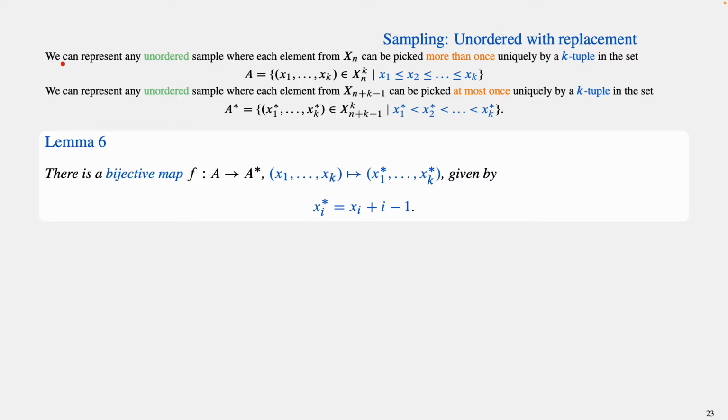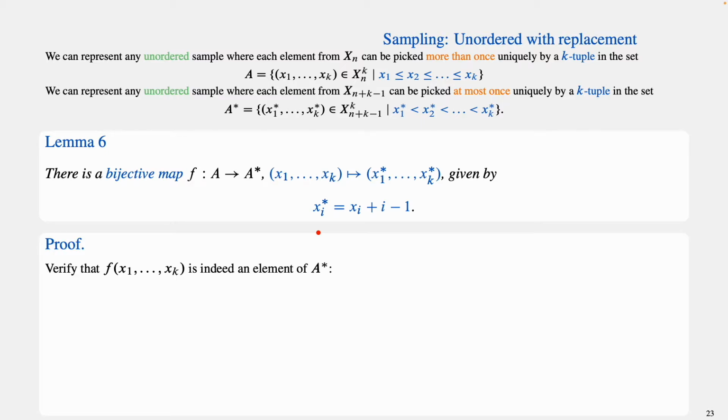Okay, so here as a reminder the definition of the two sets and the statement of our lemma. And for the proof we first need to verify that the image of this map defined by this formula here is indeed an element of A star. So we need to make sure that every entry that is obtained in this way is first less or equal to n plus k minus 1, and then we need to make sure that they're all strictly ordered in a strictly ascending way.